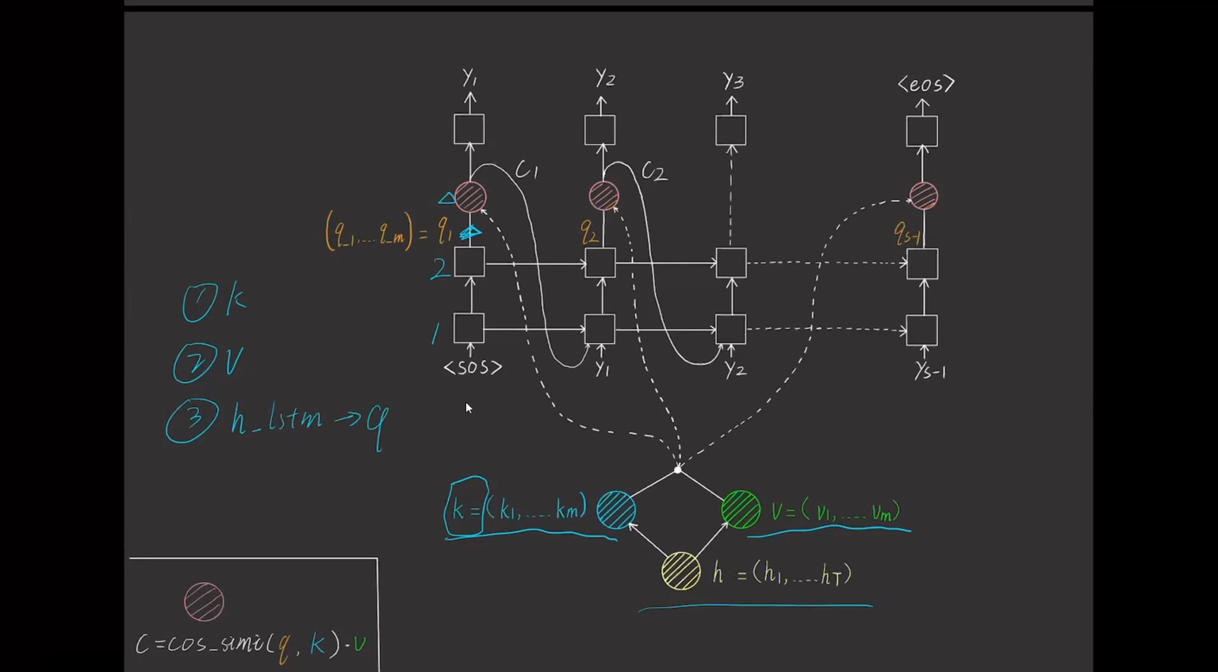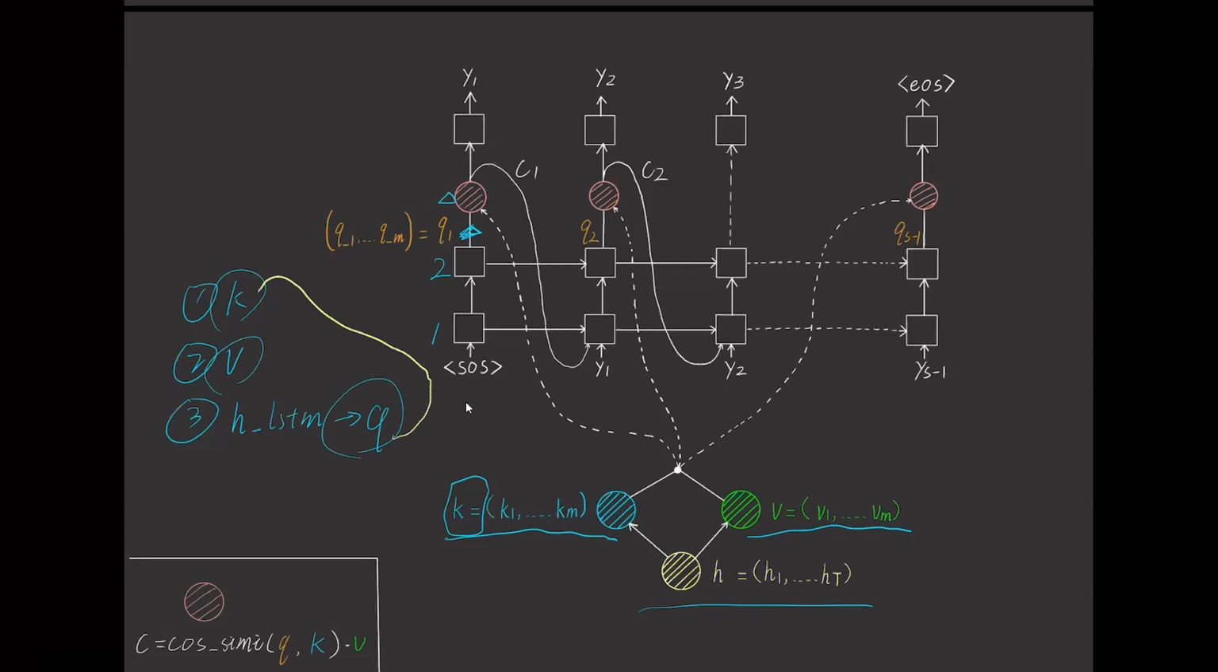So let's explain a bit what is going on inside this pink operation, this pink circle. Again, the pink operation has three inputs: the key, the value, and the query. We already have the query, because at each time step we can calculate the output, the hidden state of your second layer, the final layer. And then we can calculate the cosine similarity between your query and the key.